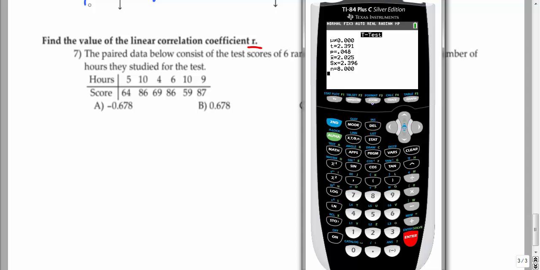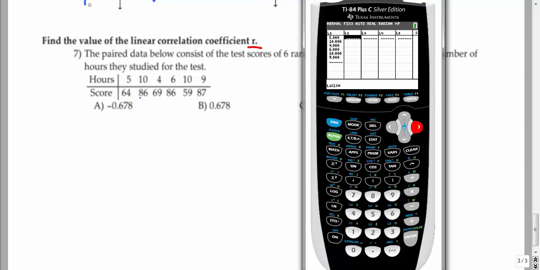Now there's not a spot that specifically says find the linear correlation coefficient, so we're going to be using a test to do that, but we're not using the test to test anything. It's just the results give us the linear correlation coefficient in the summary values. So the first thing we need to do is to go ahead and enter our data, and I'm going to use L1 for hours. So I have 5, 10, 4, 6, 5, 10, 4, 6, 10, 9.